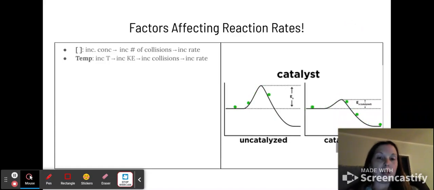Temperature, because if you increase temperature, that is directly proportional to kinetic energy, so you're making them move faster, which will then result in more collisions, which will then result in an increased rate.